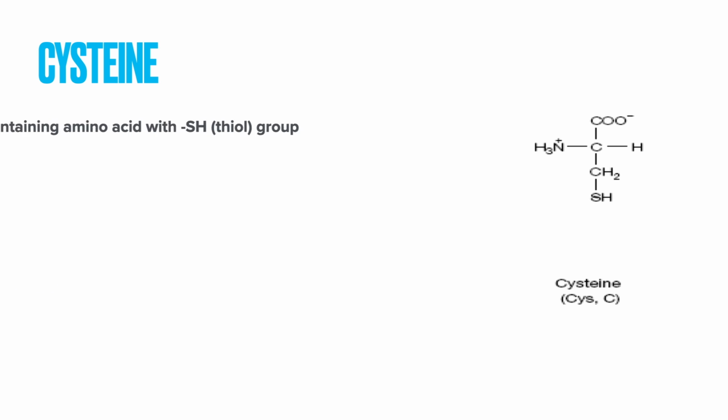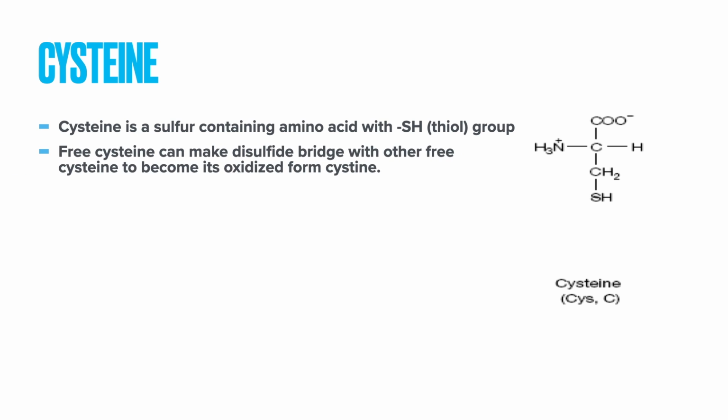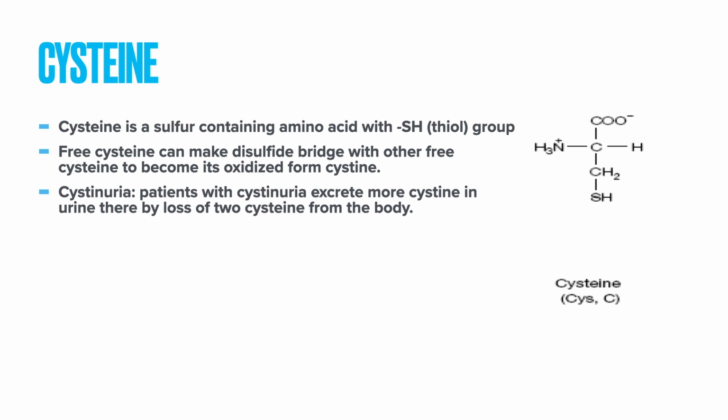Our next amino acid is cysteine. Cysteine is a sulfur containing amino acid. It has got a thiol group, that is a free SH group, and that SH group can interact with a neighboring cysteine, or another free cysteine molecule, or a cysteine in a polypeptide chain, and make a disulfide linkage. If two free cysteine molecules come together and make a disulfide linkage, that entire molecule we call cystine.